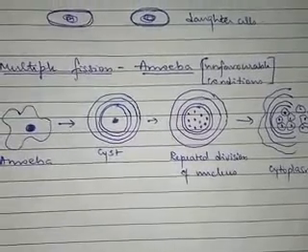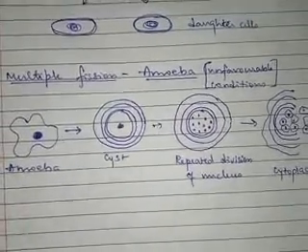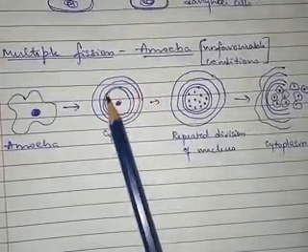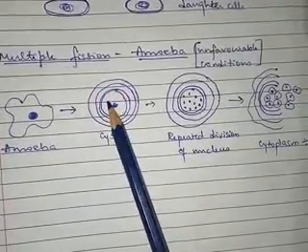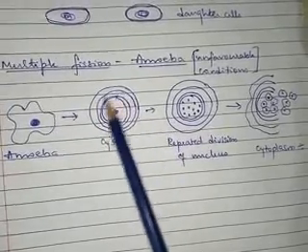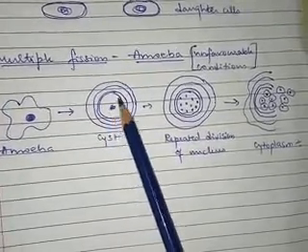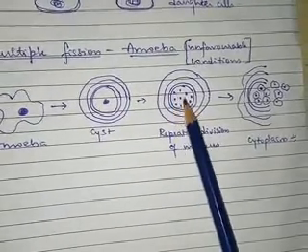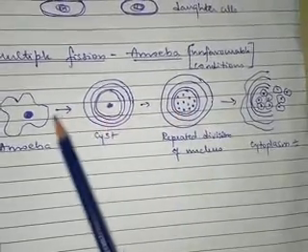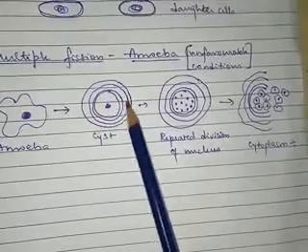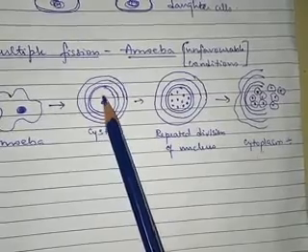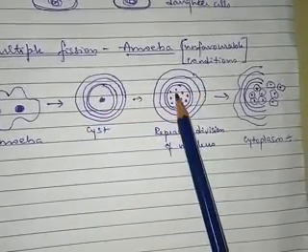What happens over here is, first of all, the amoeba develops a very thick wall around itself, a very hard outer covering, and this is called a cyst. Within this cyst you can see a single nucleus. This nucleus divides and redivides many times to form many nuclei.